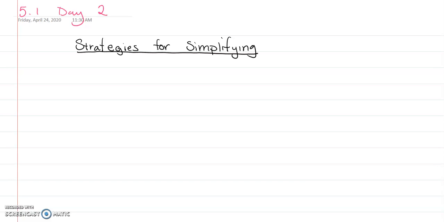I'm going to start today's lesson with listing a few strategies for simplifying, things you can look for. Number 1, look for Pythagorean identities. We know that sine squared x plus cosine squared x equals 1, and you really need to familiarize yourself with all the versions of those identities. I also want to emphasize that the strategies I'm listing might not be in the order in which I'm presenting these. These are just tools that you can use.